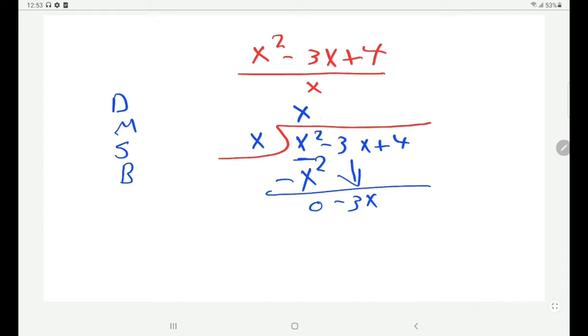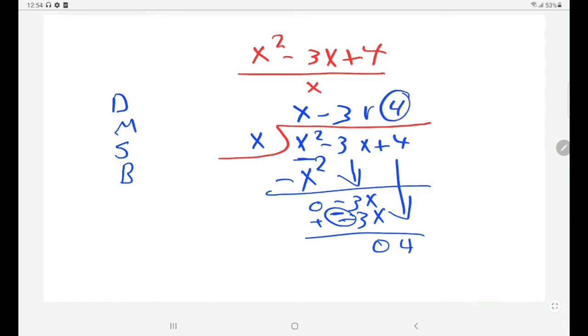Negative 3x divided by x is just negative 3. Then you multiply negative 3 to the x again. You get negative 3x. Then you subtract. When you subtract, you change the sign because it will become negative, so it's positive. So you get 0 also. You drop the 4. Now 4 divided by x is just 4 over x, so this is your remainder. There is nothing else you can do.